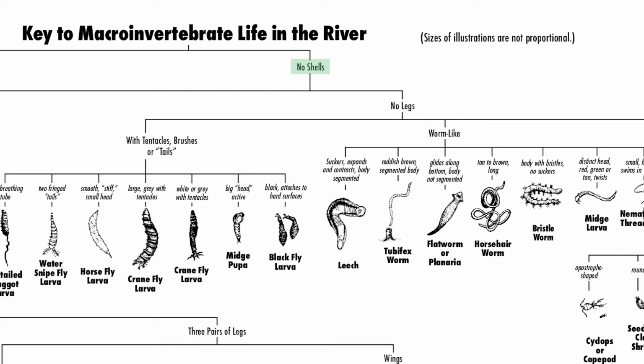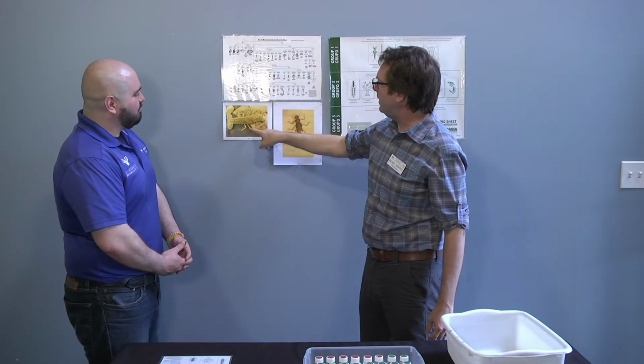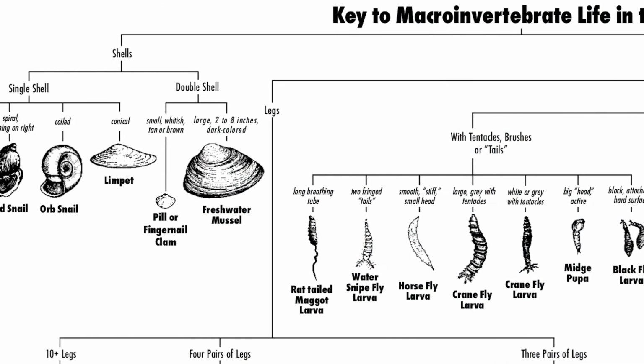And so this one does not. It still has what you might call an exoskeleton, but it's not a hard shell like a clam. So we say no shell. Then the second question it asks is, does it have legs or no legs? And pretty clearly we can see that it has legs here. So we go through onto the leg section.